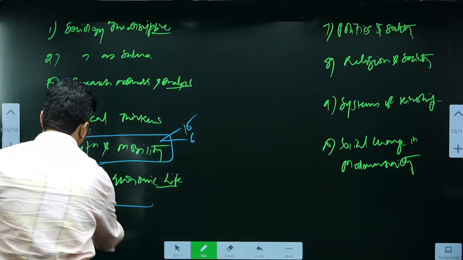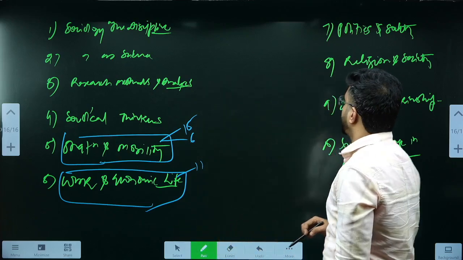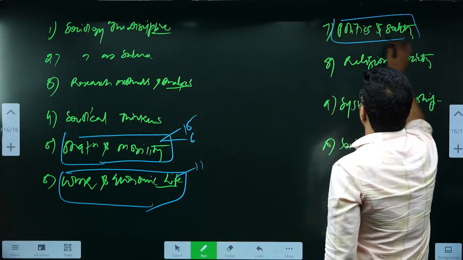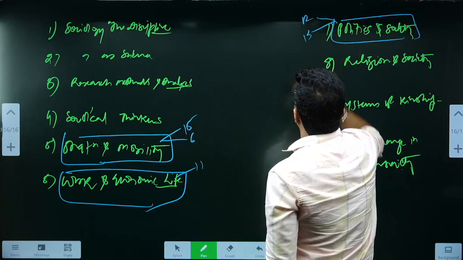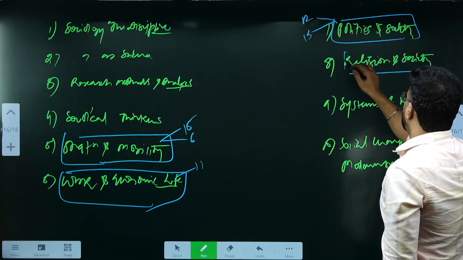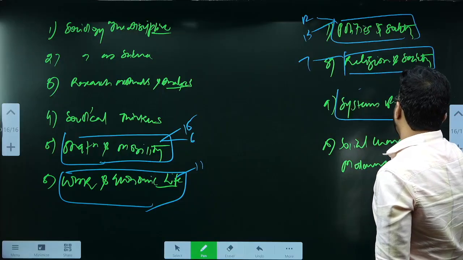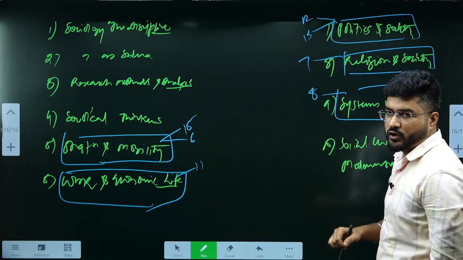Then work and economic life: chapter 11 of your paper 2, industrialization and urbanization. Politics and society: chapter 12 and chapter 13, politics and society and social movements of paper 2. Religion and society: chapter 7 of your paper 2. System of kinship: chapter 8 of your paper 2.